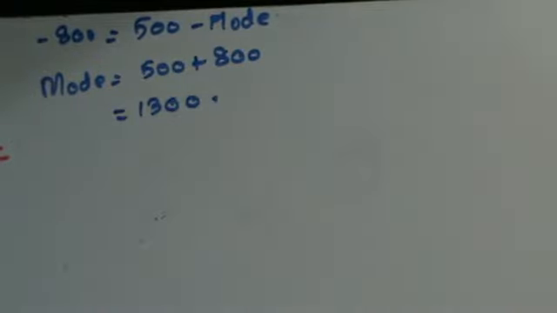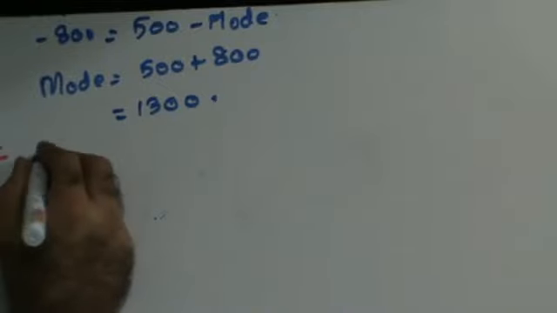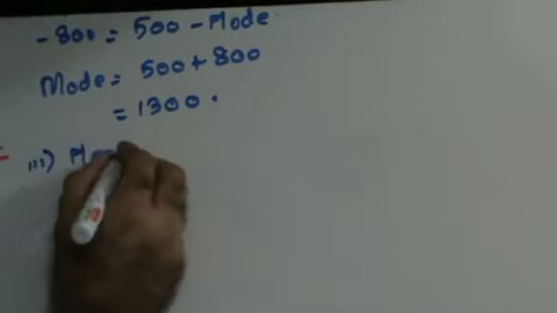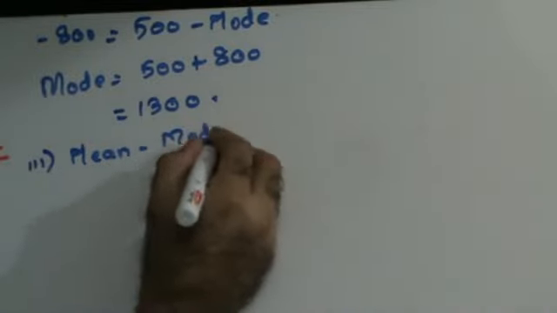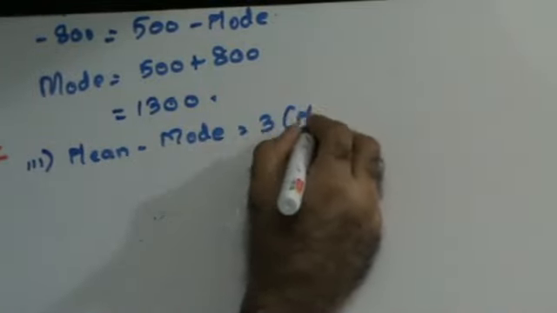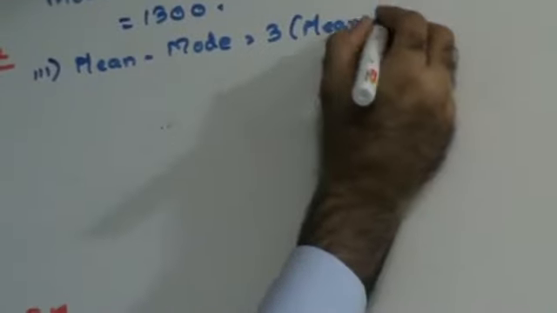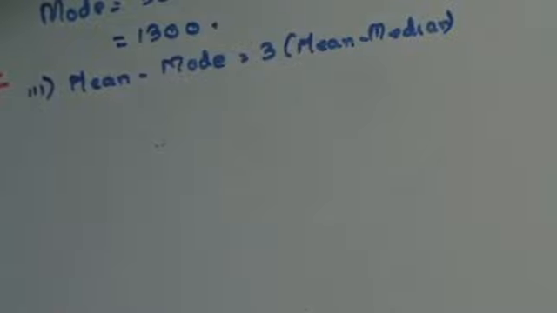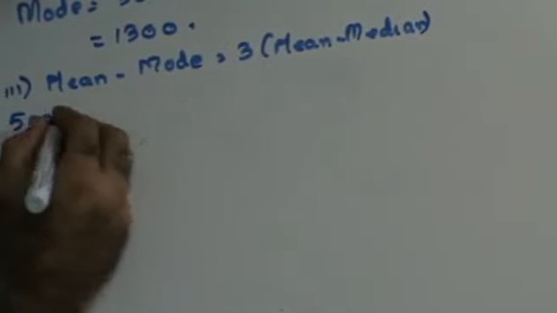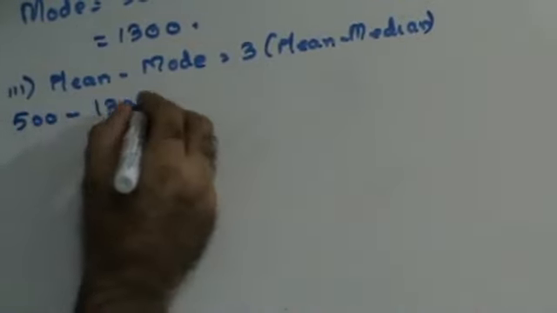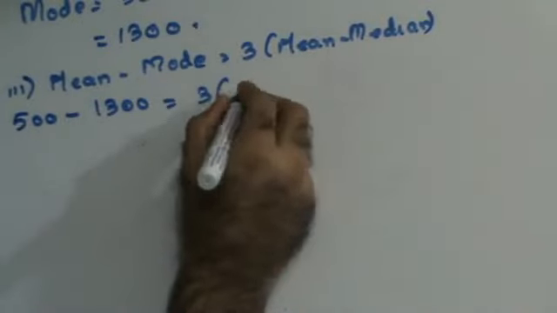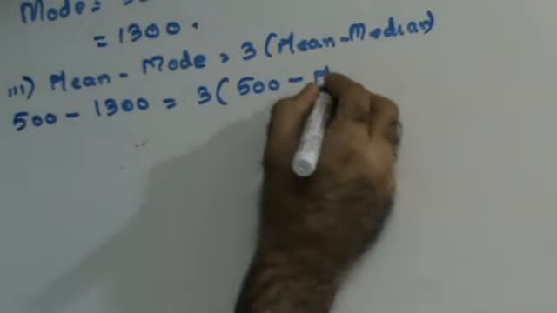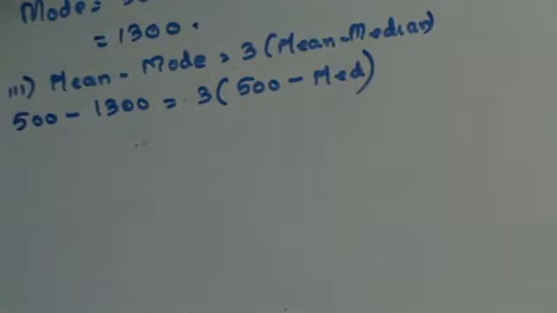Once you have mode and you know standard deviation, you can also find out median by using the formula mean minus mode is equal to thrice mean minus median. So mean is given to you as 500 minus mode is thrice mean minus median. Solve this and you should be able to get this answer. Next, take down next one please.